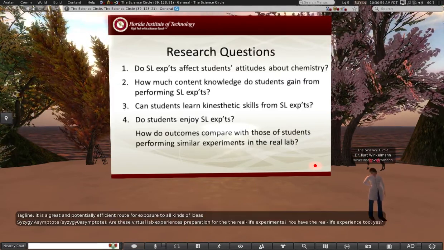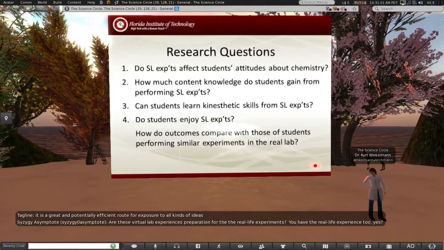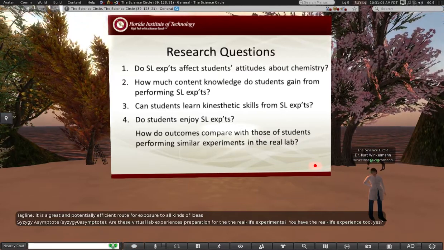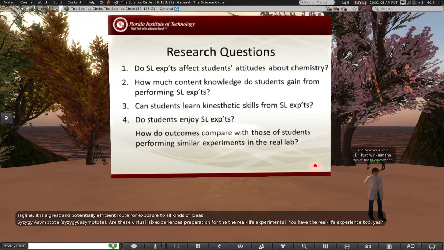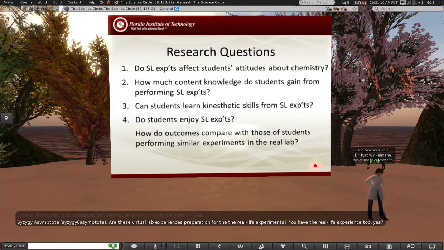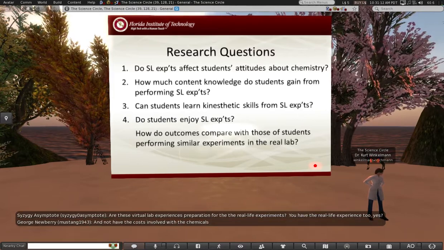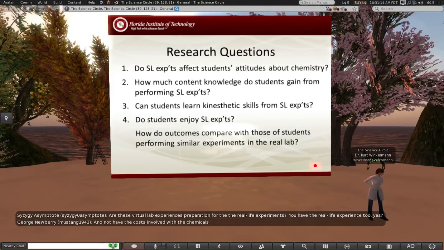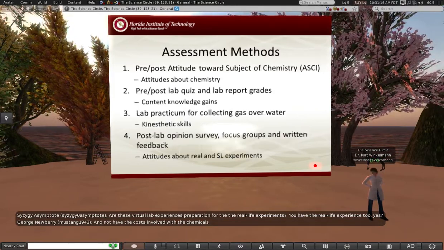Okay. Again, our four research questions: we had a control group, we had a virtual lab group, and so we were able to compare outcomes of the two for each of these four research questions.